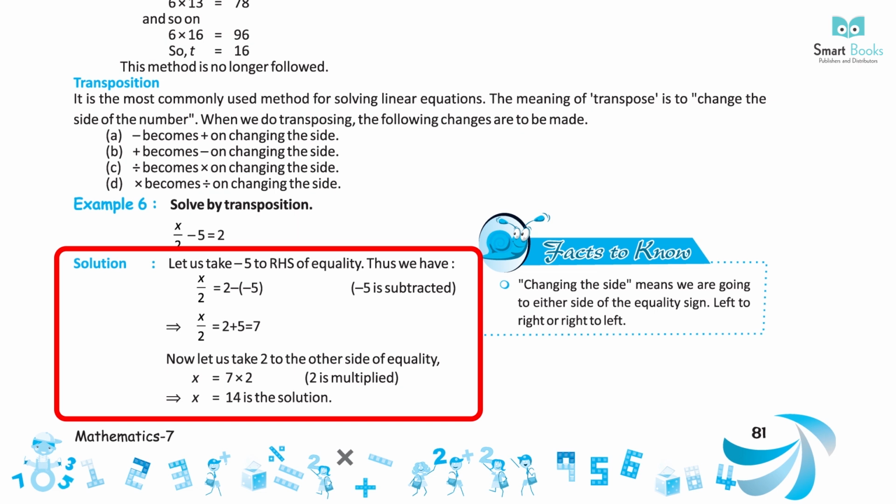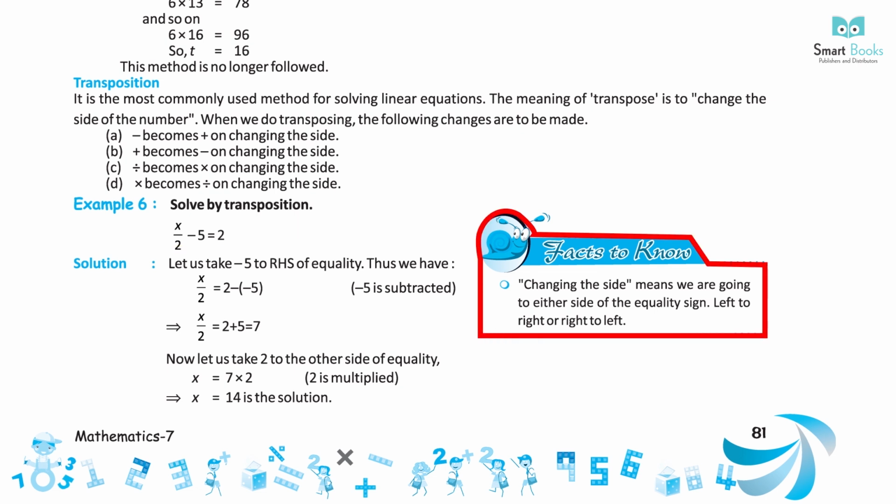Now let us take 2 to the other side of equality. x equals 7 into 2. 2 is multiplied. x equals 14 is the solution. Facts to know: changing the side means we are going to either side of the equality sign, left to right or right to left.